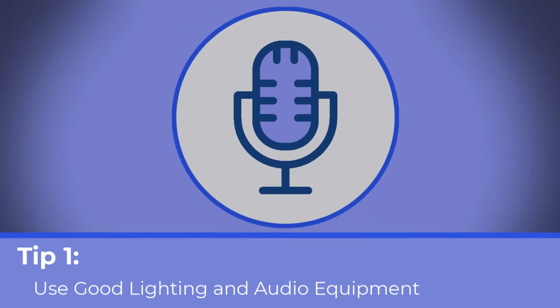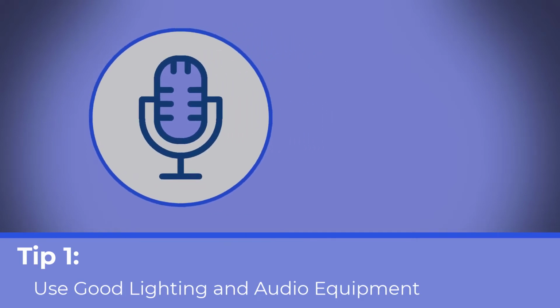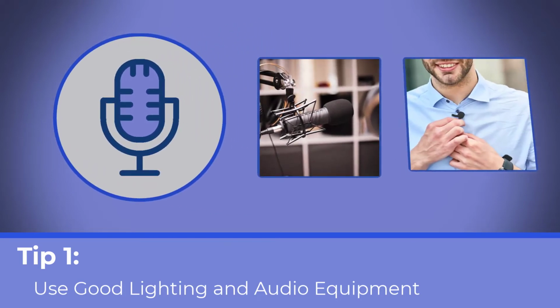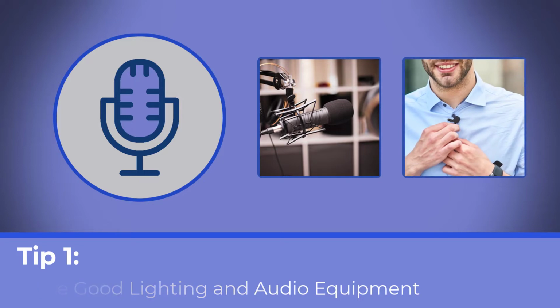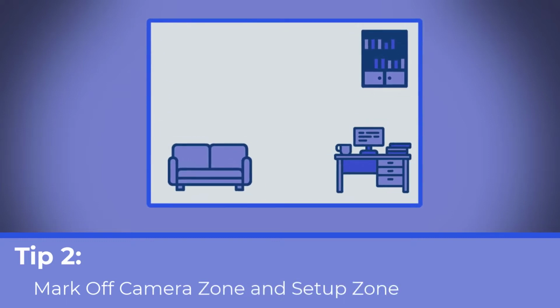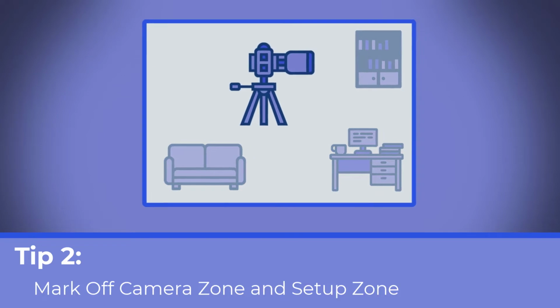As for the audio, you get what you pay for, but having a basic decent quality boom mic sitting in front of you or a lavalier on your shirt is going to be worth the investment. Tip 2. Mark off the setup zone and the camera zone. So for the setup zone, mark things like where your camera and your tripod sit on the floor.